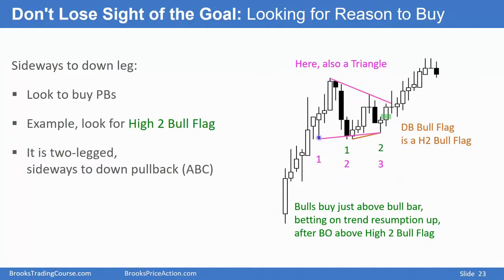Now, we got a little pullback here, an implied one. This low does not go below that low. So on a smaller time frame chart, this is a pullback. And you could call it a high one, high two, or you could say three pushes down, 1, 2, 3, in a sideways pullback, and it's therefore a triangle. A triangle is just three pushes down and a pullback that is mostly sideways.